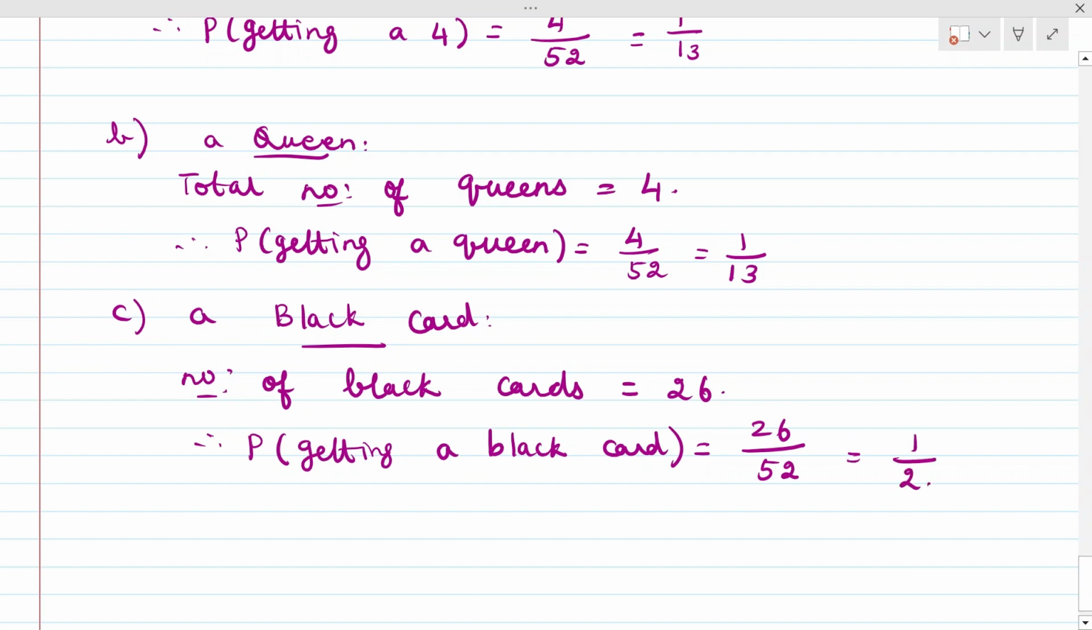Probability is very easy chapter. If you understand it properly, it is very easy for you to score full marks in the exam in probability chapter.